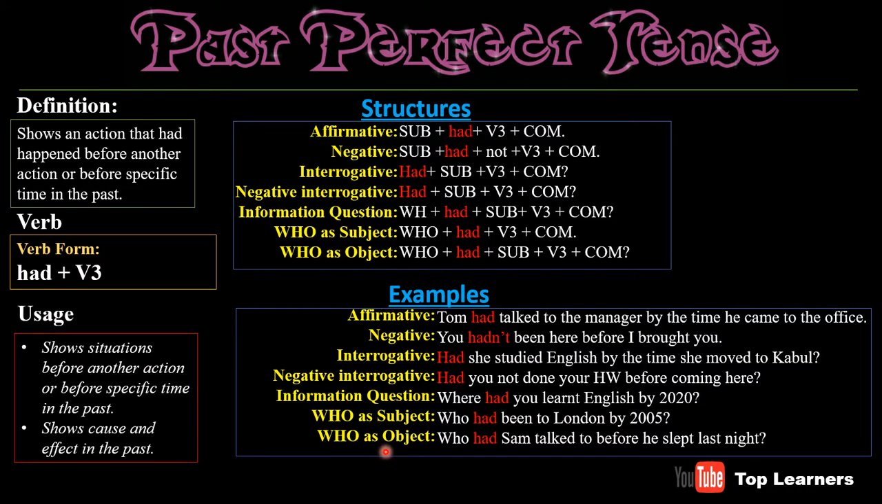There are some other usages for past perfect tense. It shows situations before another action or before a specific time in the past, and also it shows cause and effect in the past. If somebody asks you about a past situation, like why were you sad yesterday, you can easily say that I had been in a very bad mood before I came to the class. So it shows cause and effect in the past.